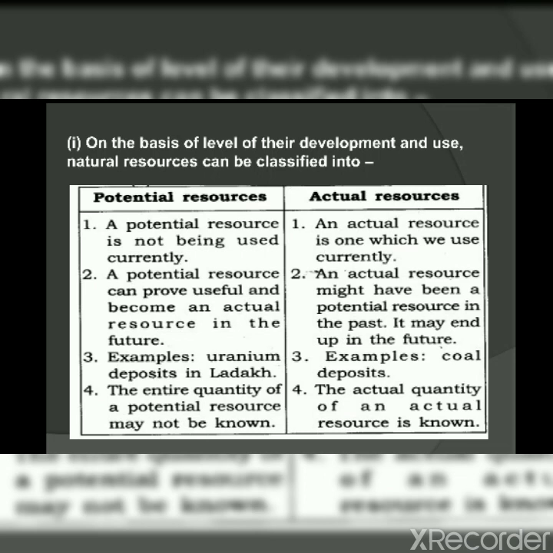The entire quantity of a potential resource may not be known. That means we do not know in what quantity the potential resources are present. Whereas the quantity of an actual resource is known. We know how much of that thing is present. Suppose we are talking about coal, so we know in what quantity coal is present on the earth. That is how we are able to say that it may end in the future. Whereas for potential resources, we are not using them right now, so we do not know how much of it is available on the earth.